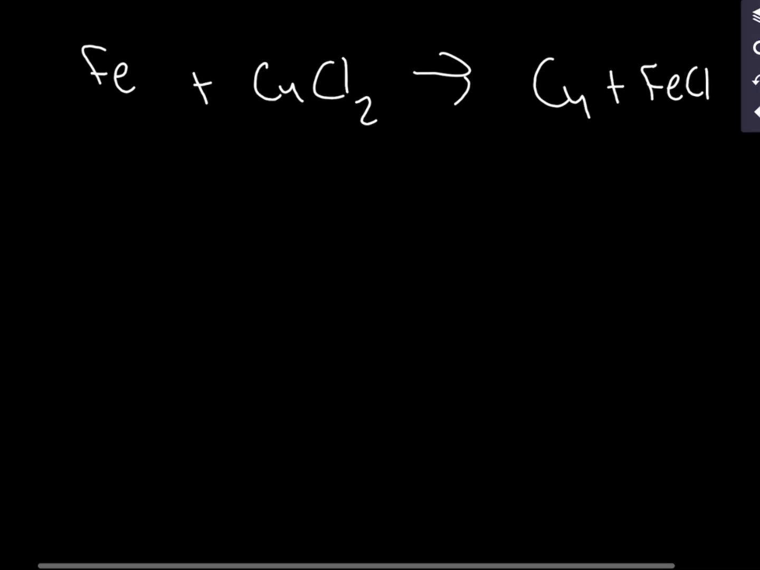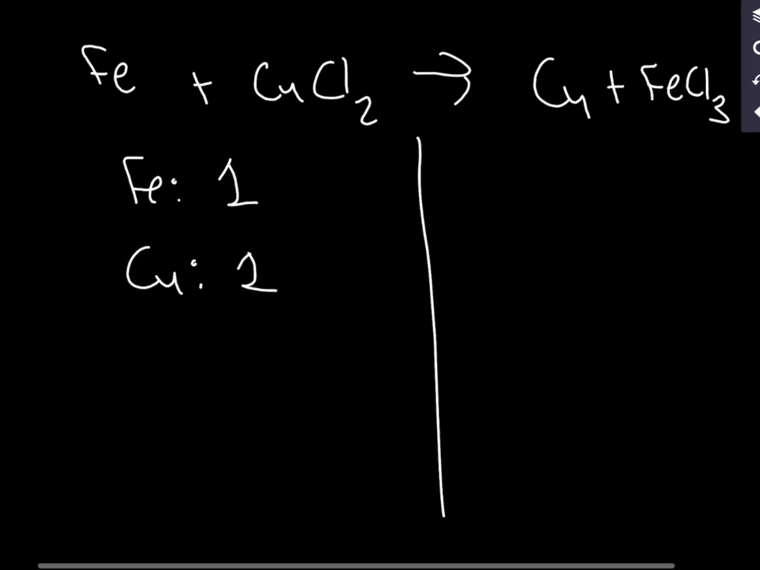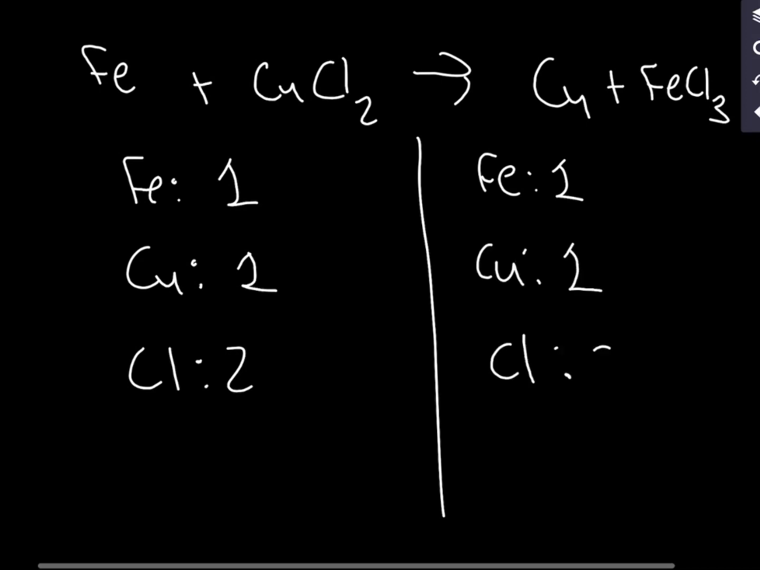And yeah, iron, CO2, Cu, FeCl3. Let's make our table. CO2, then Fe1, Cu1, and then Cl is going to be 3. How would we do this?